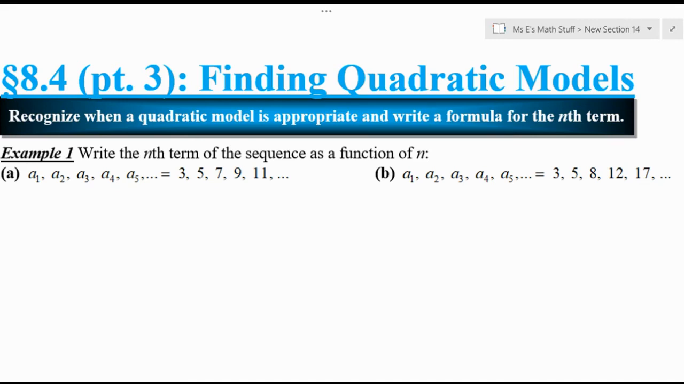Section 8 part 3 is going to go pretty quick. It's about finding quadratic models. And the goal for this part of the lesson is for you to be able to recognize when a quadratic model is appropriate, and then to be able to turn around and write a formula for the nth term. So for example 1, please consider how to write the nth term of each sequence as a function of n. Part A should be familiar to you from the past, and then part B will be less familiar to you. Part B is kind of where we're going with this lesson. So do what you can, and then check in with me in the next video, and I'll help you pick up the pieces.